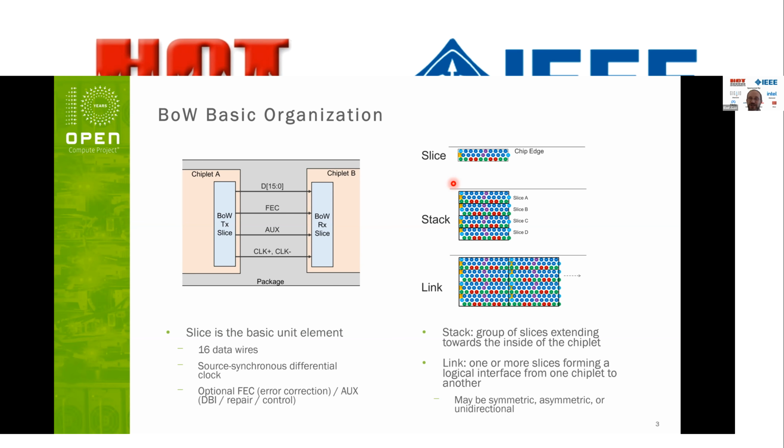Now, this is already hinting a little bit at some of the intentional flexibility built into the specification. That unit element, that slice, can actually be arranged in multiple different ways. One can stack, which is essentially a way of increasing the bandwidth density for a given chip die edge by extending these slices inwards towards the center of the chip. And one can build a link, which is essentially one or more slices serving together as a logical unit to meet the needs of some higher level application. And these links, by the way, may be symmetric, asymmetric, unidirectional. There's nothing in the specification that requires them to be one way or the other.